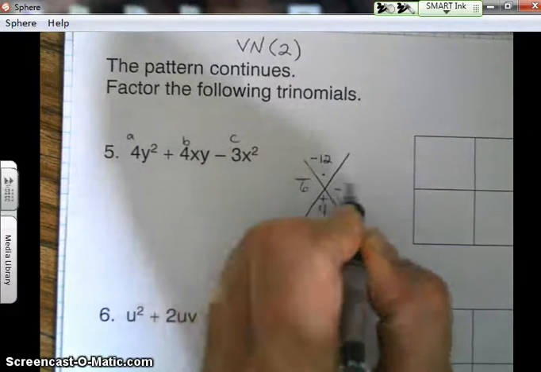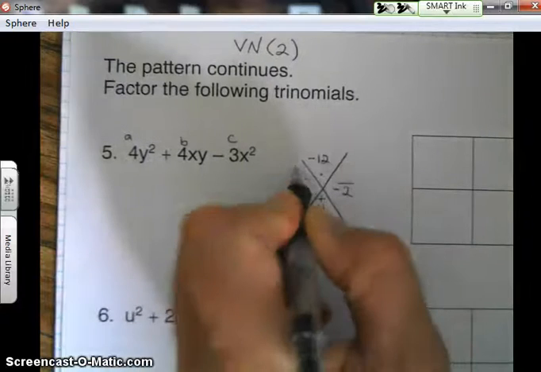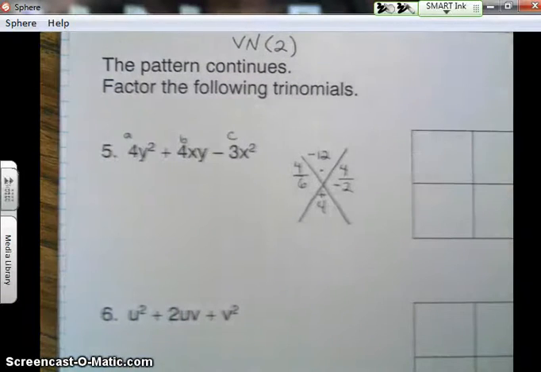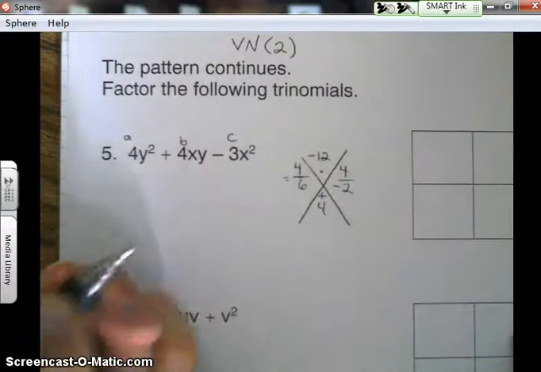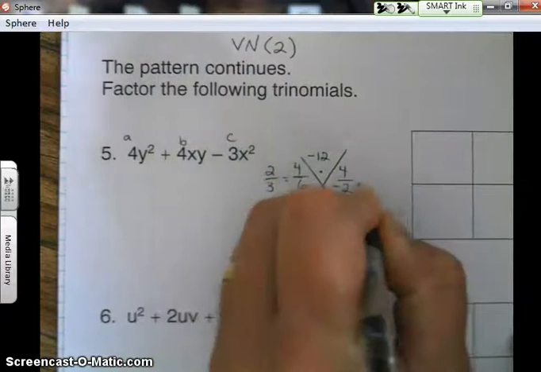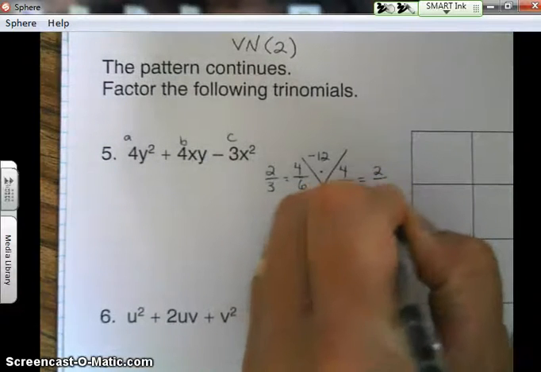Now here's where it's a little bit different. This time our a value is 4. So notice the 4 goes on top. And what we need to do here is we need to reduce these. So 4 over 6 reduces to 2 over 3. And 4 over negative 2 is going to reduce to 2 over negative 1.